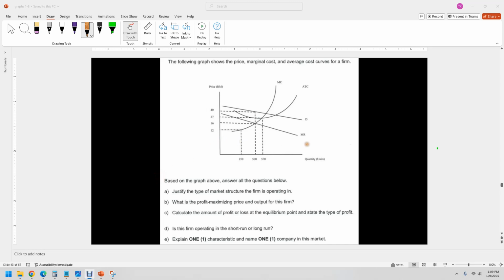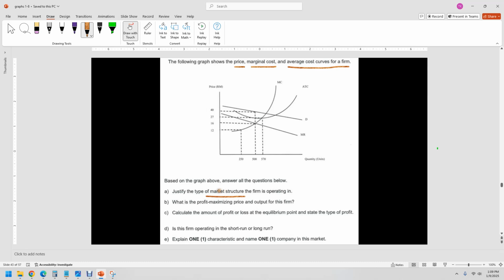We've got an AP Micro practice problem, usually Unit 4, if your teacher's following the unit order. We've got price, marginal cost, average total cost. This is a monopoly or a monopolistic competition. We know that because the demand is up here and downward sloping. Marginal revenue is below it.